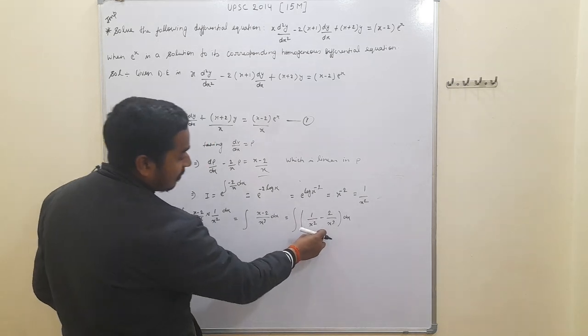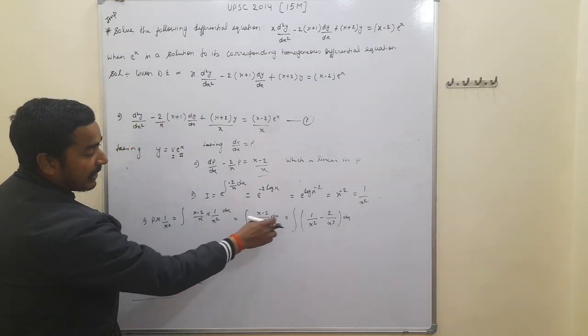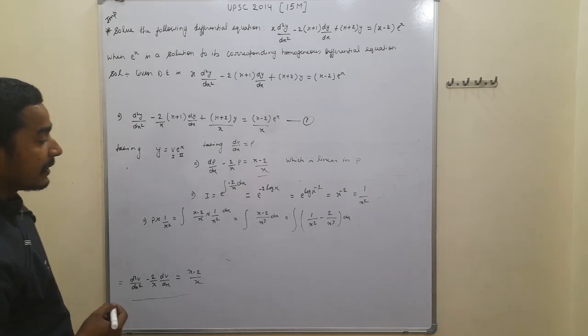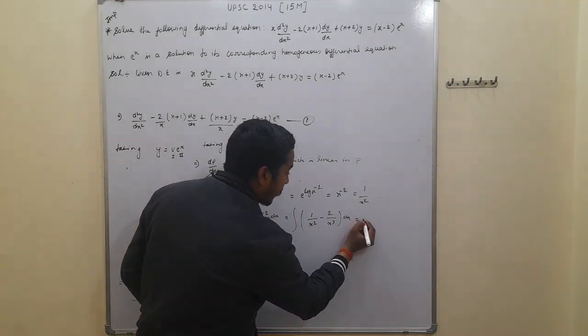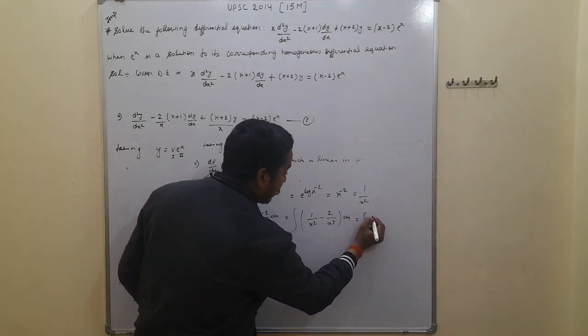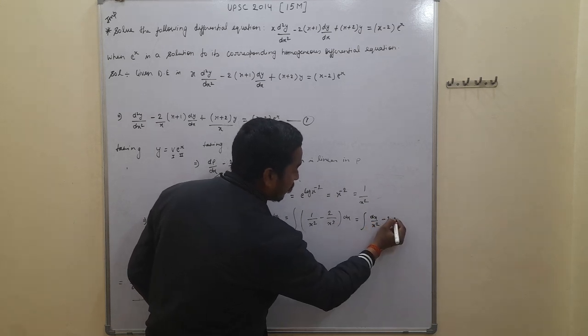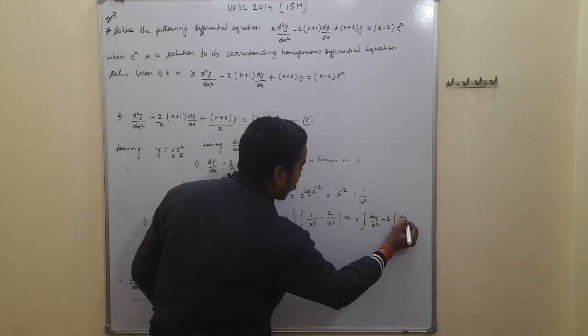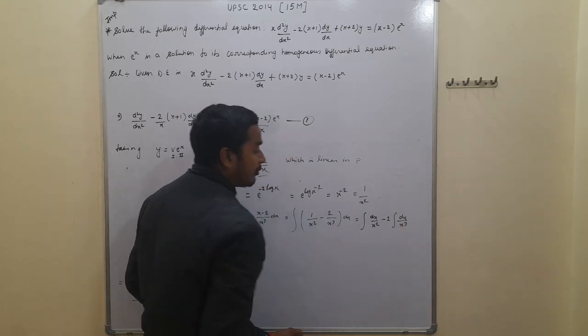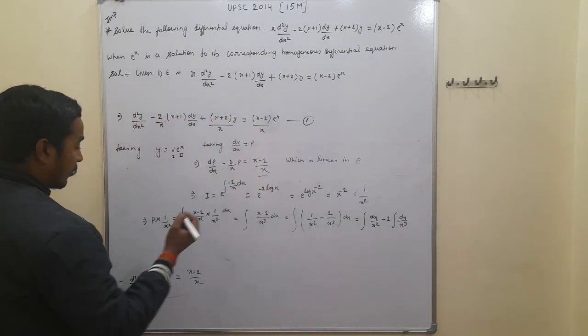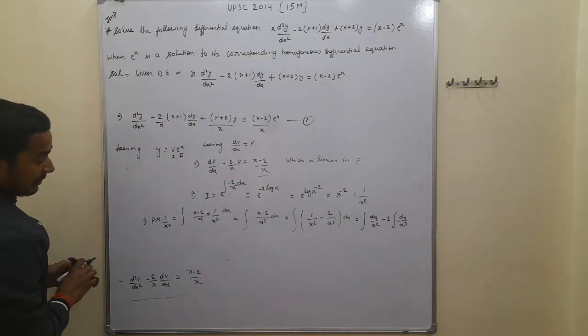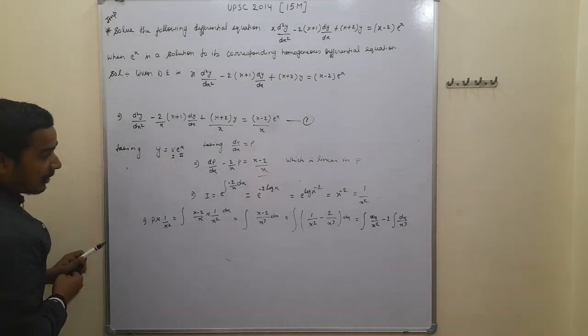This is a correct partial differential. We have to break it in the partial form and integrate separately. This gives the integral of dx upon x square and minus 2 times the integral of dx upon x cube. We have to integrate.